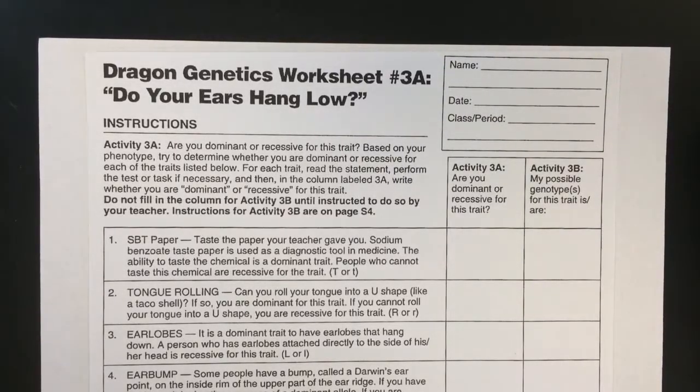Here's your information for Dragon Genetics Worksheet number 3A, Do Your Ears Hang Low? In this one, you're going to actually be able to take a look at yourself and see whether you are dominant or recessive for some of the traits. The way we're looking at this, it's assuming that we have one gene for each trait, which in many cases is true, but in a few cases is not. So we're just going to assume today that all these are inherited through one trait and go with it.